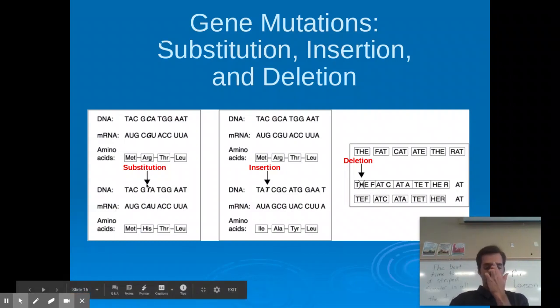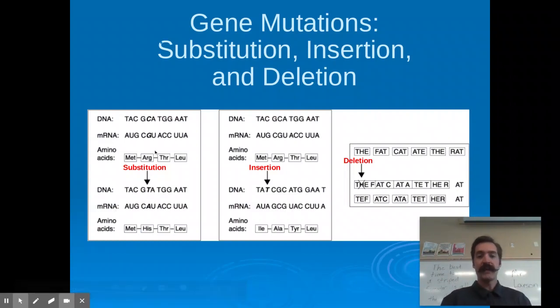Here you can see, instead of my silly example behind me, with actual DNA, RNA, and amino acids. So this is the normal one that you see here, which creates Met, Arg, Thr, and Leucine. Here you have a substitution where it changes this C here to a T, which changes the meaning of this codon, which now is histidine instead of an arginine.